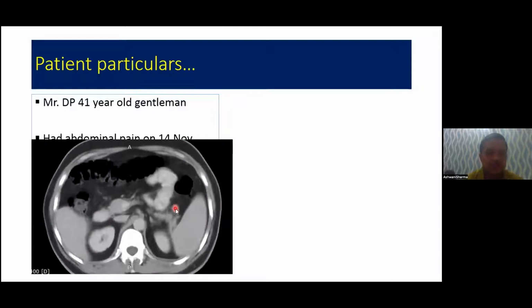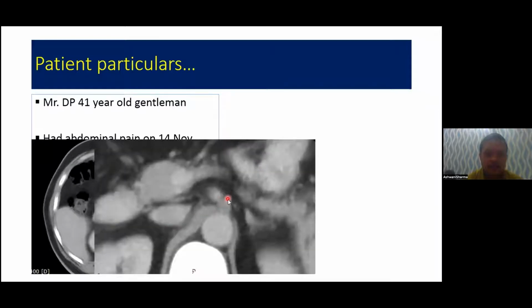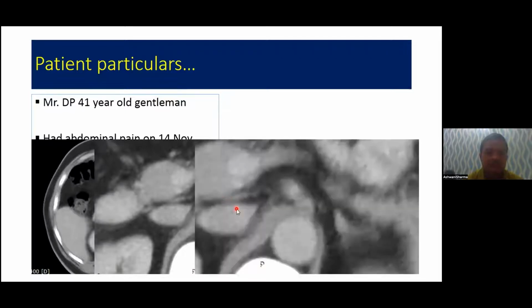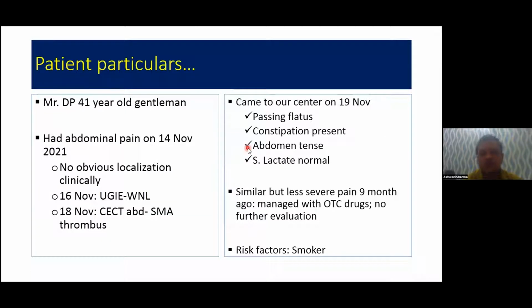Here is the image of the CT. It was a contrast-enhanced CT, not a CT angiogram, so definitely we cannot appreciate it as well as we can in CT angio. This is the SMA, the proximal part of the SMA, and we can see that there is some filling defect. With this complaint and these findings, he was referred to us the next day.